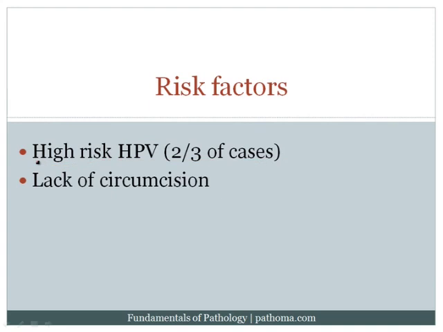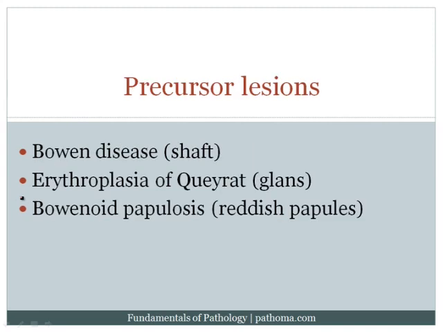There is also an association with lack of circumcision, and the idea here is that if the patient has foreskin, that can act as a nidus for the inflammation and irritation if it's not properly maintained. And so improper maintenance of the foreskin becomes a risk factor. Now, there are some precursor lesions to squamous cell carcinoma that are high yield for exams.